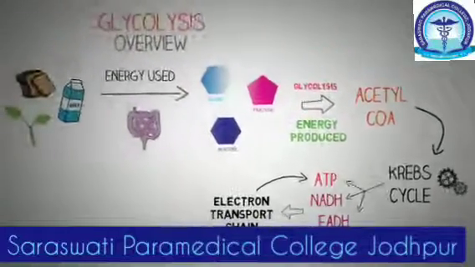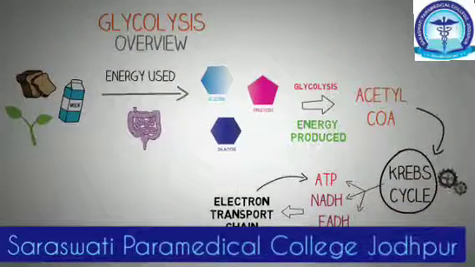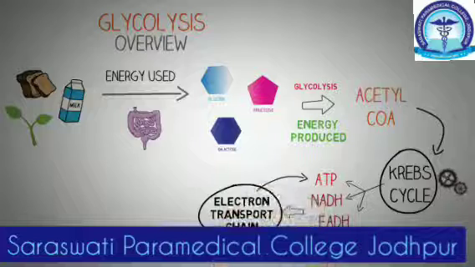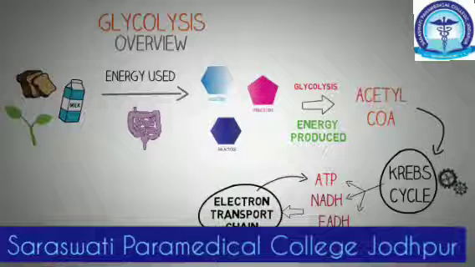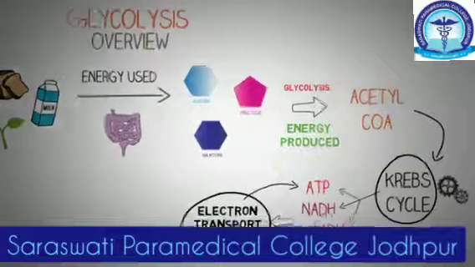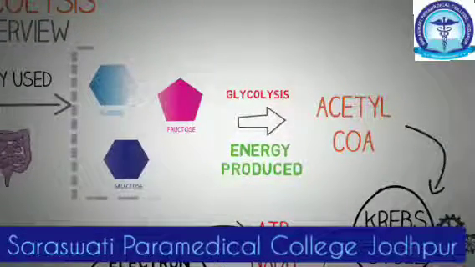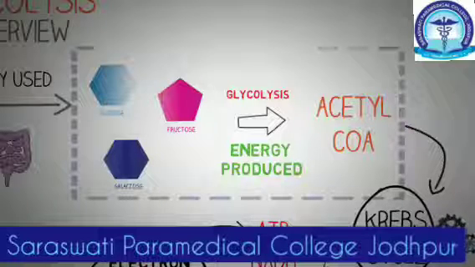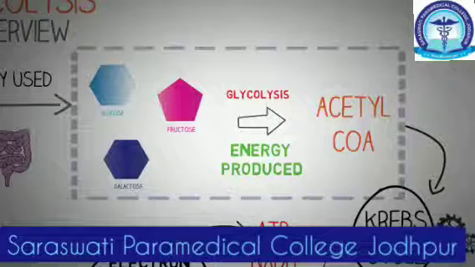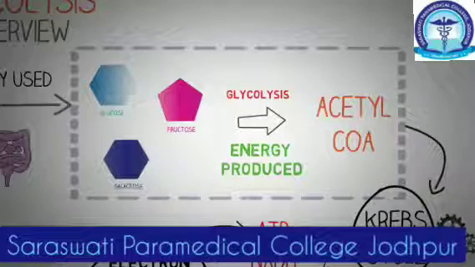You can check out the videos on the Krebs cycle and electron transport chain on our channel to learn more details about them. In this video, we will look at the first phase of carbohydrate metabolism, that is glycolysis, in which glucose, galactose, and fructose are converted into pyruvate and then to acetyl-CoA through a series of 10 reactions, and how these reactions produce energy.